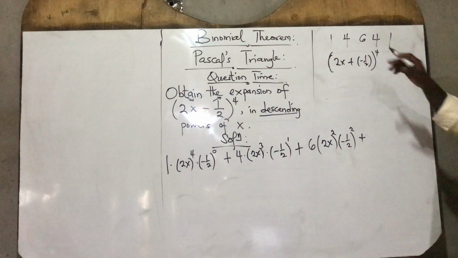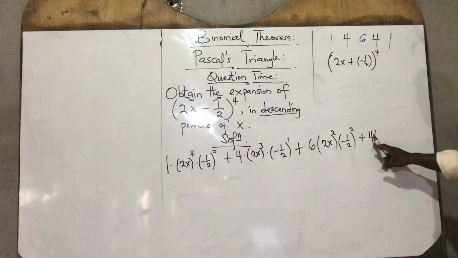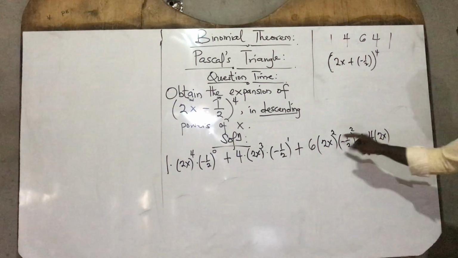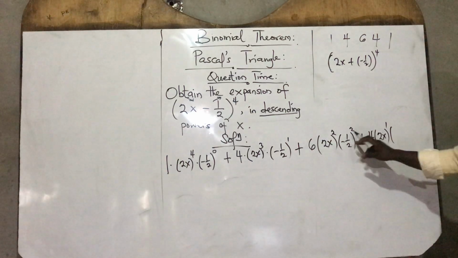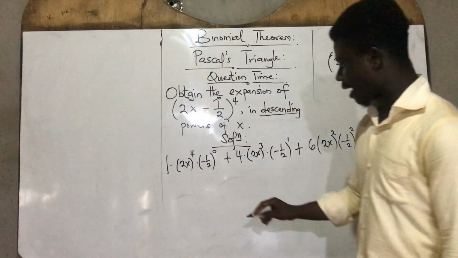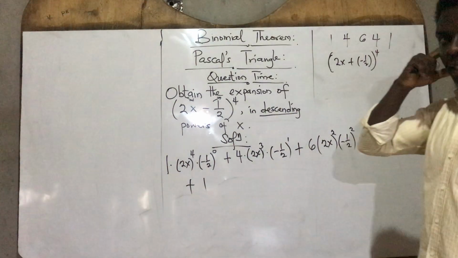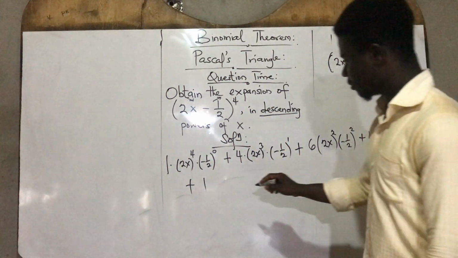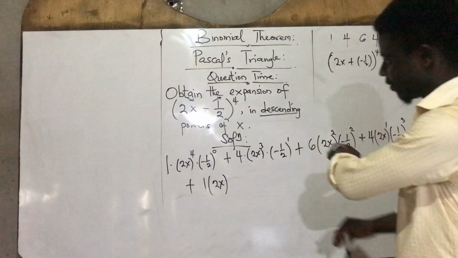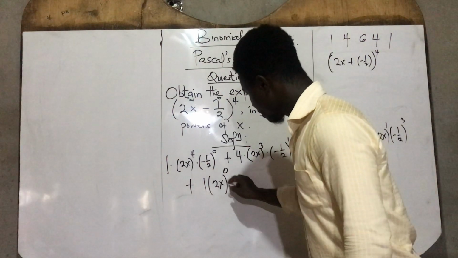Then plus the next one, which is 4, multiplied by 2x. 2x is decreasing, so it will be 1. Then times minus half, increasing, so it will move to 3. Then plus 1, our last coefficient. So 1 times 2x. Is 2x increasing or decreasing? Decreasing. You can see the arrow. If here is 1, it will reduce towards 0.